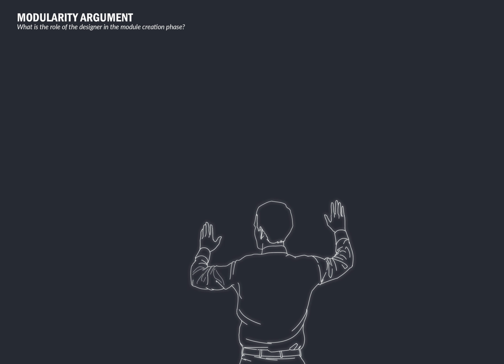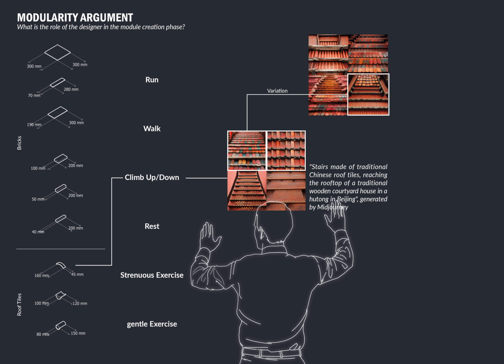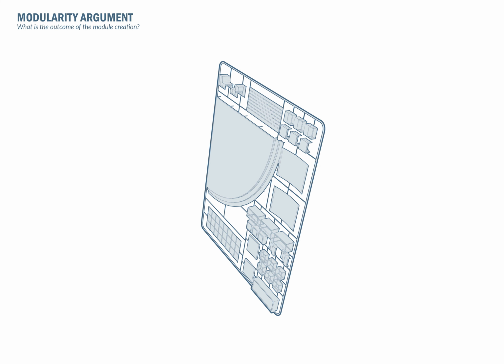We can permeate and combine units and functions to create a series of modules that can be integrated into the local buildings and culture. Artificial intelligence can help us jump out of the fixed combination trap by providing unexpected ones. It is one of the most crucial steps in the workflow. The default modules in the following steps originate from here, and designers are absolutely the protagonists in this step. The outcome of this phase is the sprue.